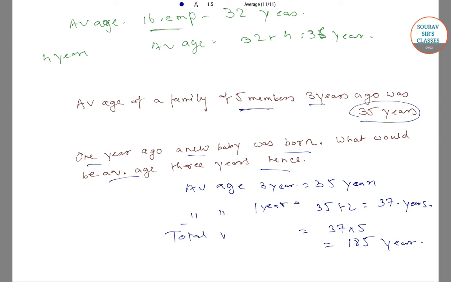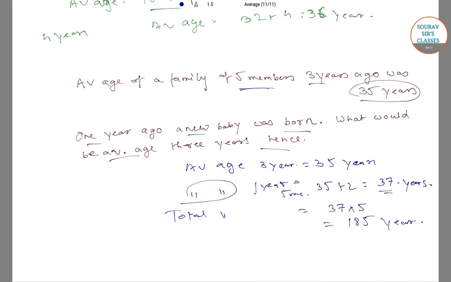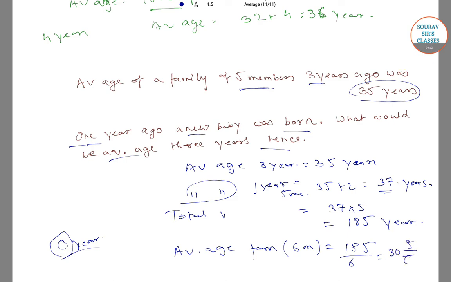Now the average age 1 year ago, when there are 5 members, is 37. But if we consider the new baby whose age is 0 years, now if you remember the property that if one of the observations is 0, then 0 should also be included in the calculation of average. So the new average, that is the average age of the family with 6 members, is 185 divided by 6, which is equal to 35 by 6 years.